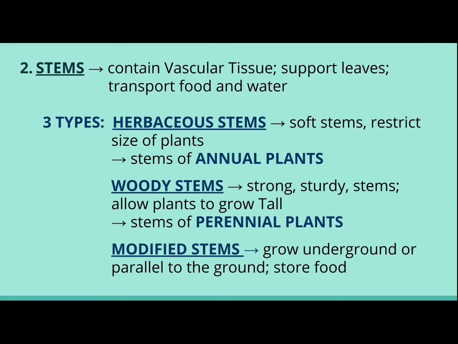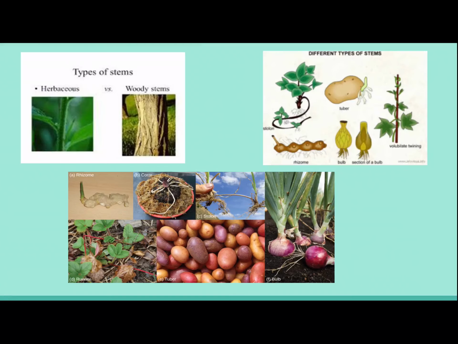Other examples of modified stems are strawberries. Strawberry plants have stems called runners. Okay? And what that means is, here are some examples, first of all, of the 3 different types of stems. You can see the herbaceous and the woody stems there in the upper left-hand corner of this slide. And you can see the potato and the bulbs, which the bulb looks like an onion, okay, in the upper right-hand corner of this slide.